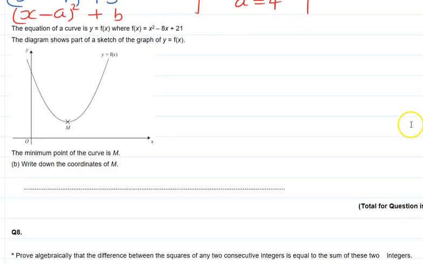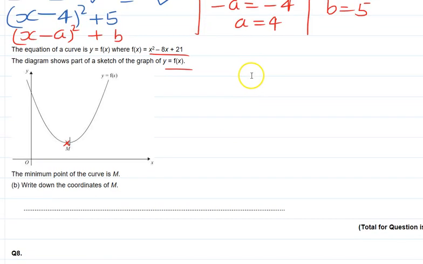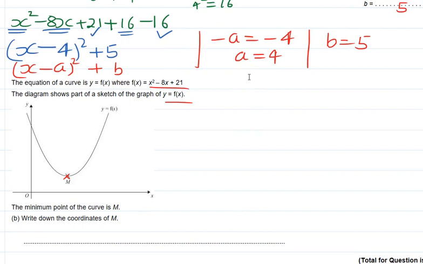Here the equation of the curve is given as x square minus 8x plus 21. The diagram shows part of the sketch of the graph, and you need to find the minimum point here. So this is the minimum point. Whenever we do completing the square, like here, we got x minus 4 whole square plus 5.